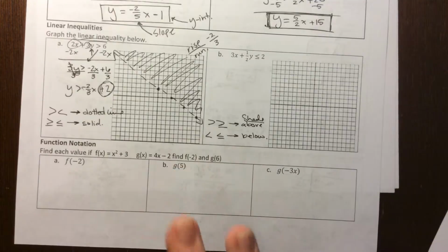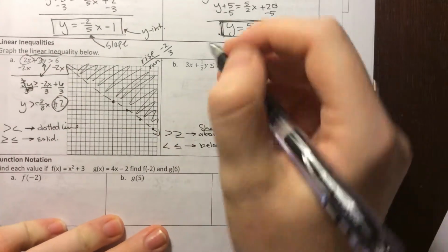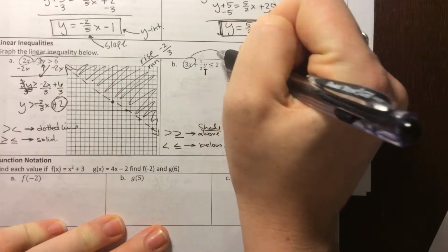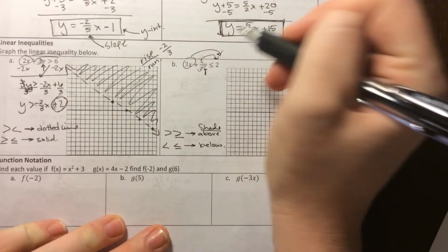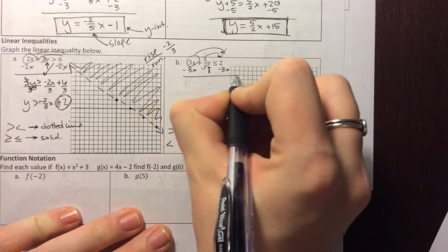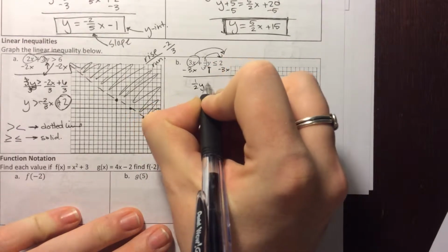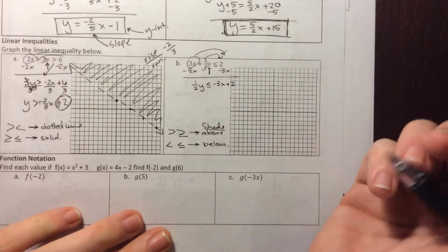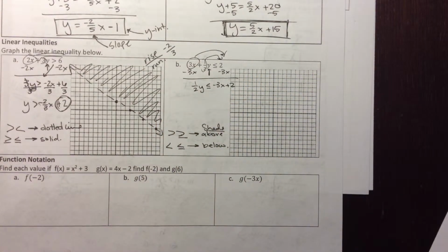Okay, let's try another one. Here, we've got to get the y by itself. So we want to move the 3x over, and then we want to move this 1/2 over. Okay, I'm going to subtract 3x, subtract 3x. So I get 1/2 y is less than or equal to a negative 3x plus 2. I like to write my x's in front because it keeps it in order.